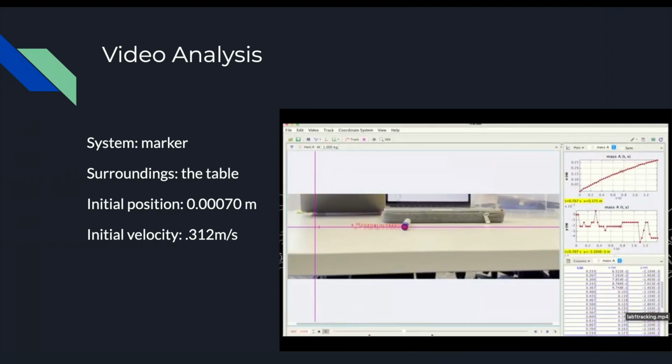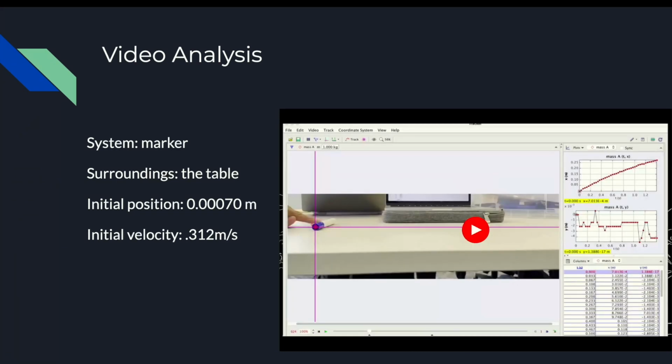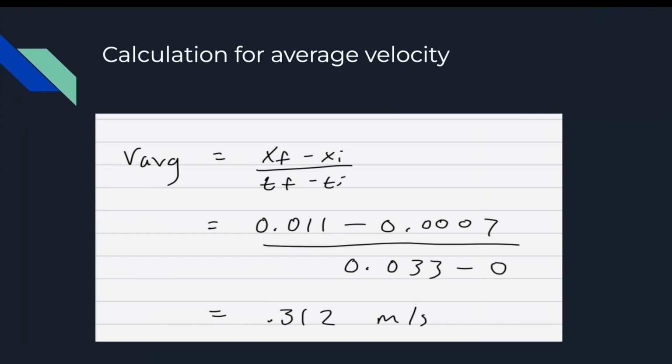As we can see, the system is the marker and the surroundings is the table, and the initial position is shown here, and then the initial velocity is 0.132 meters per second. I calculate average velocity by taking the position on frame 1 and subtracting it from the position on frame 0, and then dividing by the time between those two to get 0.312 meters per second.